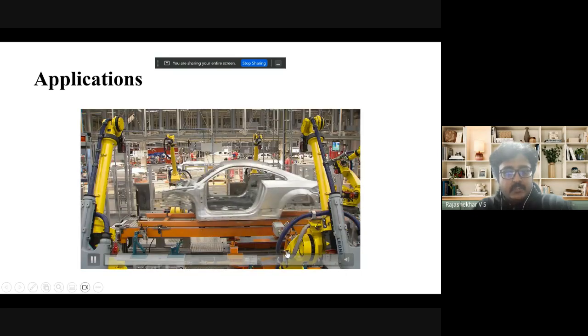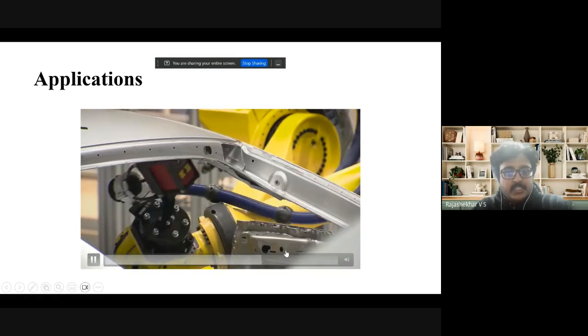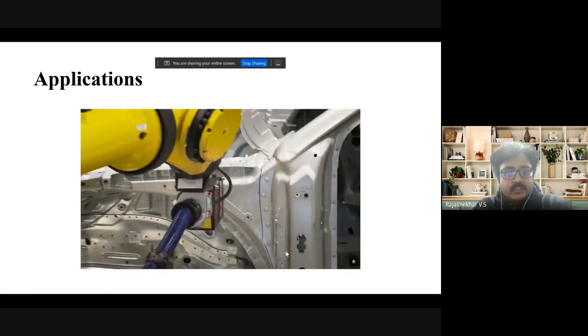This is spot welding, and this is the inspection which it does after the welding.